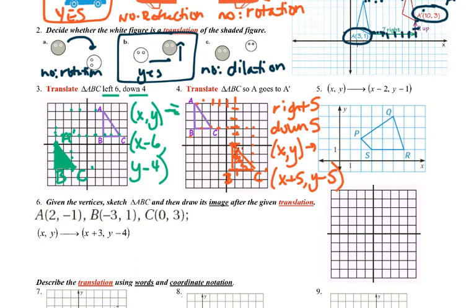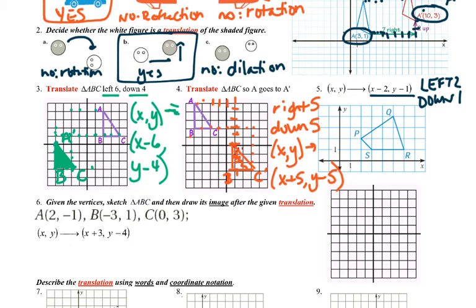Now we do need to know that math language. So in number 5, it says x minus 2, y minus 1. So I have to know that that means left 2, down 1. Basically, if it's attached to the x, positive is right, negative is left. And if it's attached to the y, positive is up and negative is down.